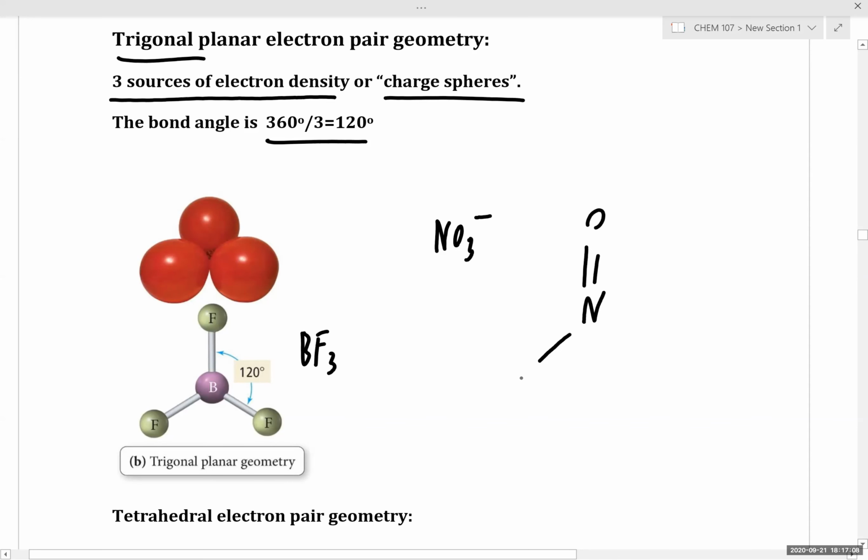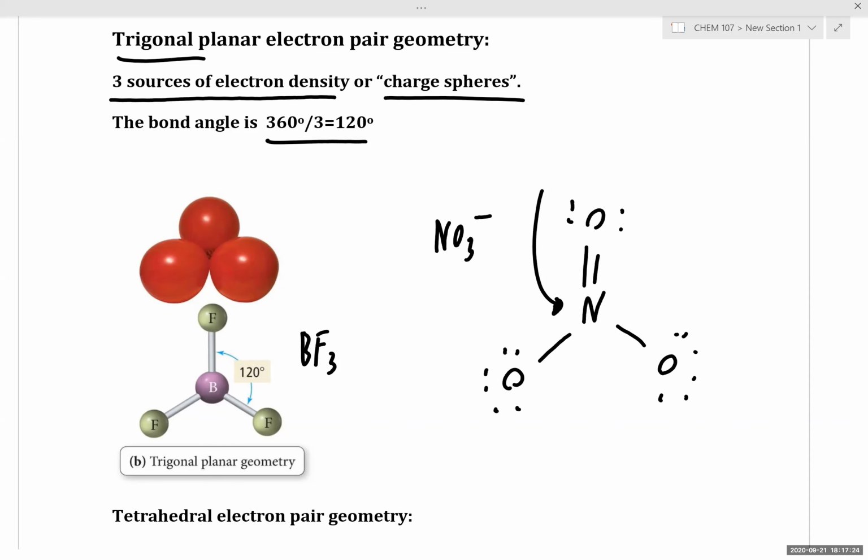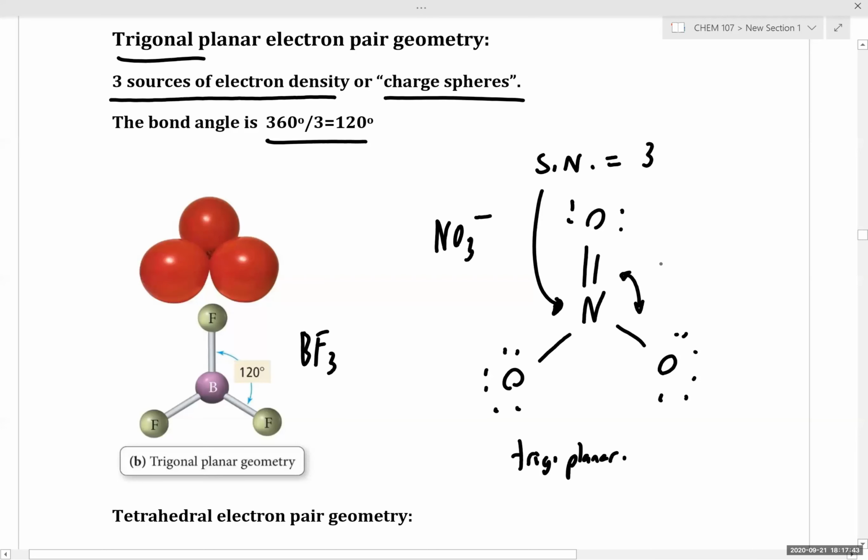If we pay attention to nitrate for a moment, let's focus on our central atom. So how many charge spheres do we have centered around nitrogen? How many bonded atoms do we have around nitrogen? Three. So we have a steric number or a number of charge spheres equal to three. That's why we have a trigonal planar electron pair geometry, and that is why we have a bond angle of 120 degrees.